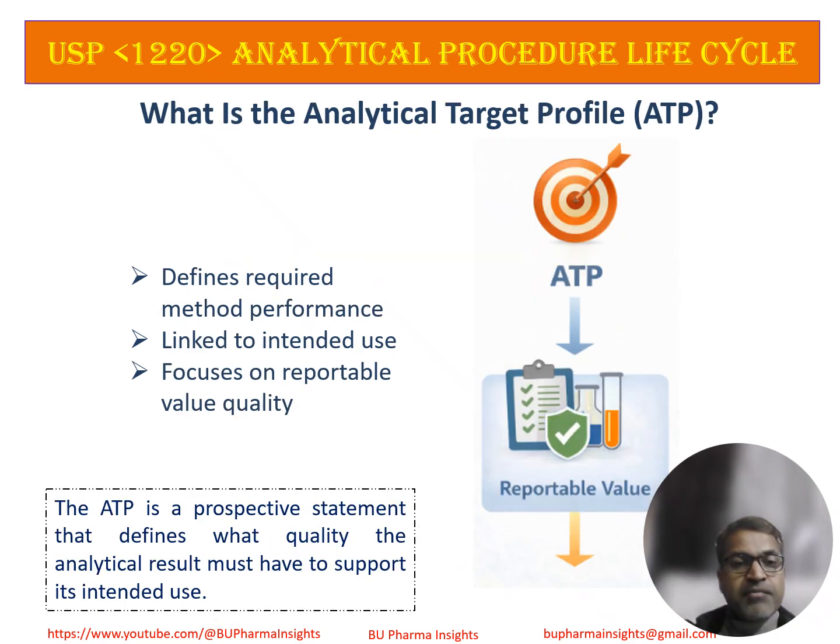Analytical target profile, ATP, defines required method performance. It is linked to intended use. It focuses on quality of the reportable value. The ATP is defined before method development and it drives every design choice.